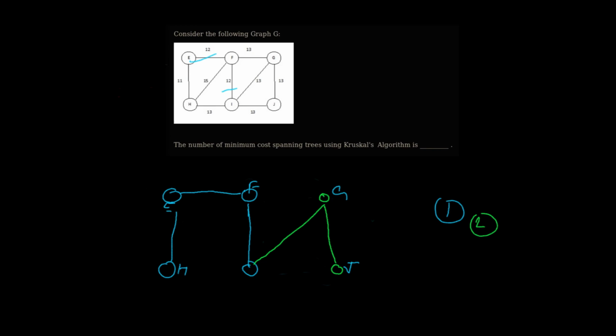minimum spanning tree. For the next, we can choose this and this. So we'll choose this and this. It will be another one.